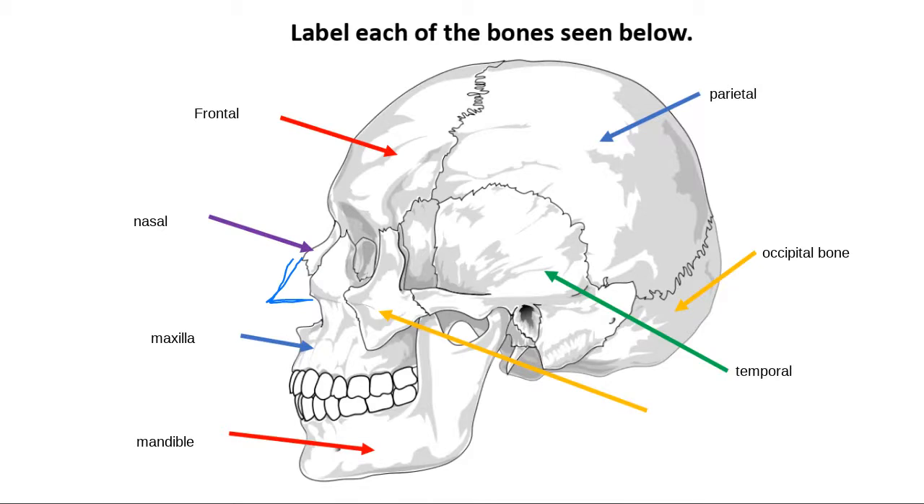Incidentally, when we start talking about the brain in the next half of the lab semester, you would find a temporal lobe right underneath this, and that is the lobe of your brain that helps with hearing. So the temporal bone is on top of the temporal lobe.